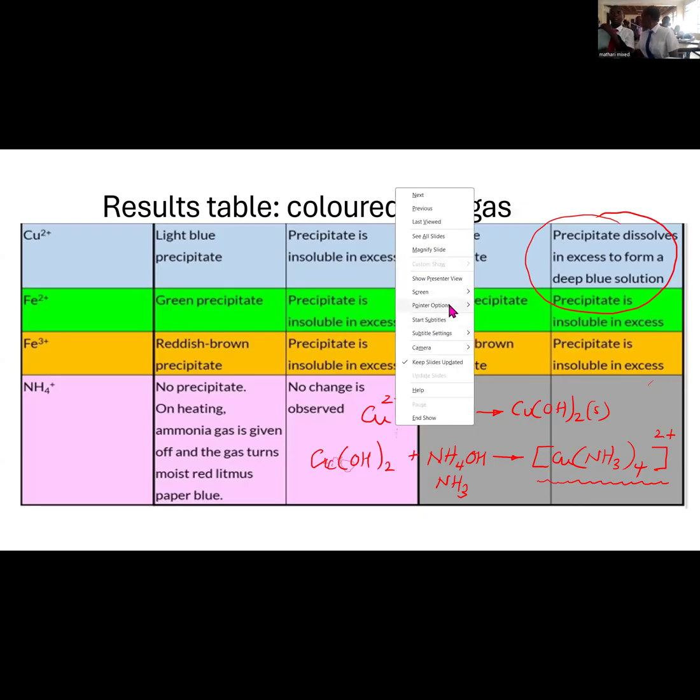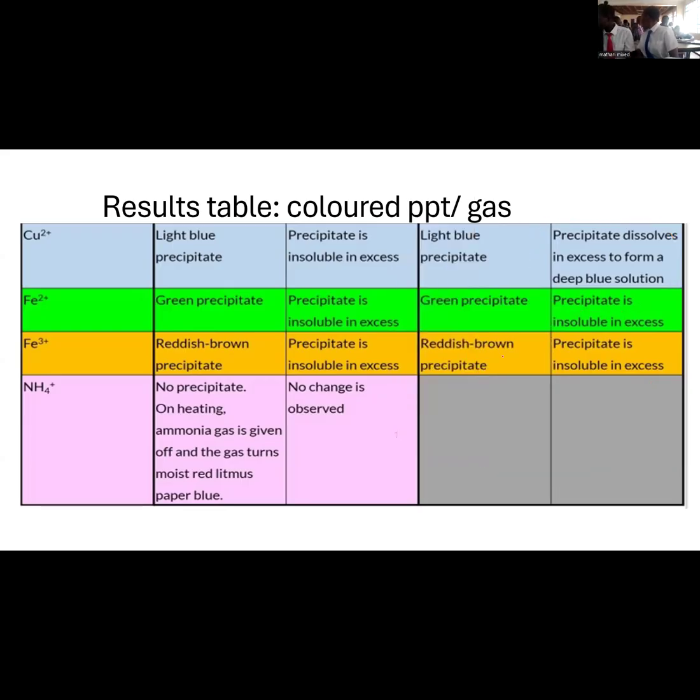So I'm just going to get rid of that. Now the last one is the ammonium.